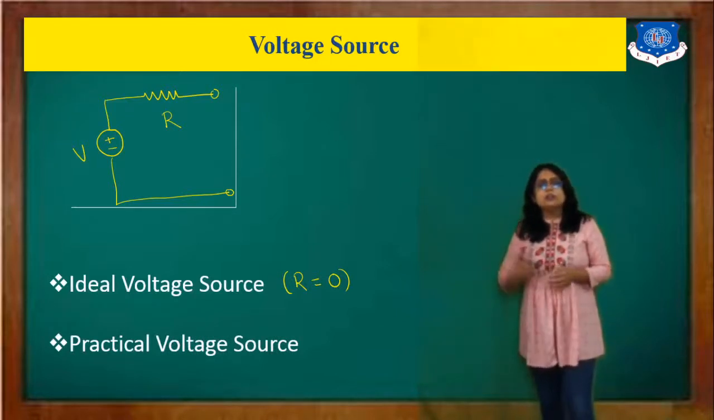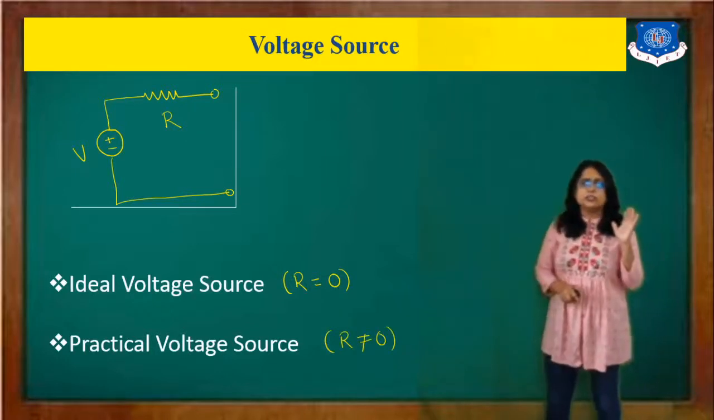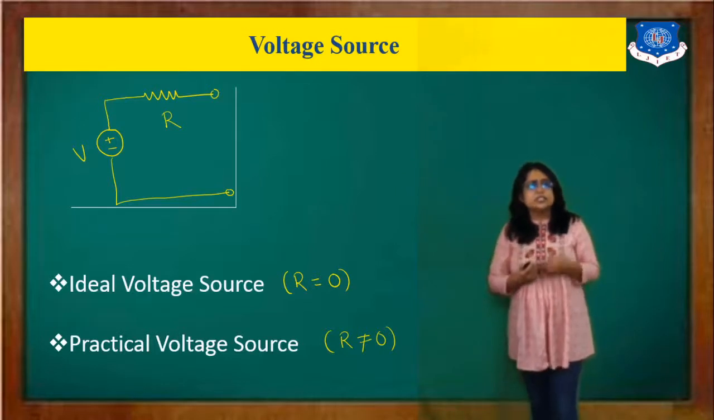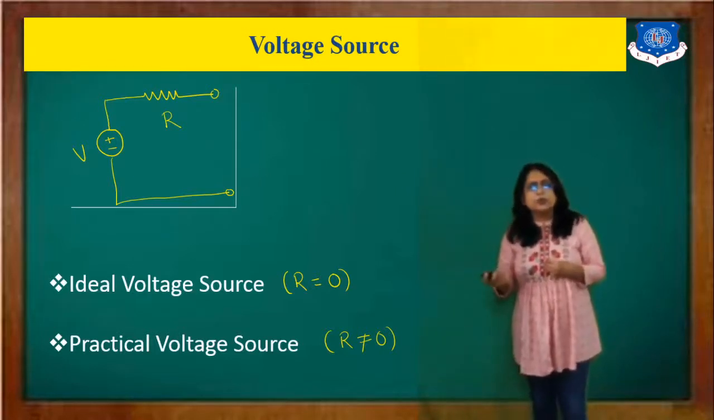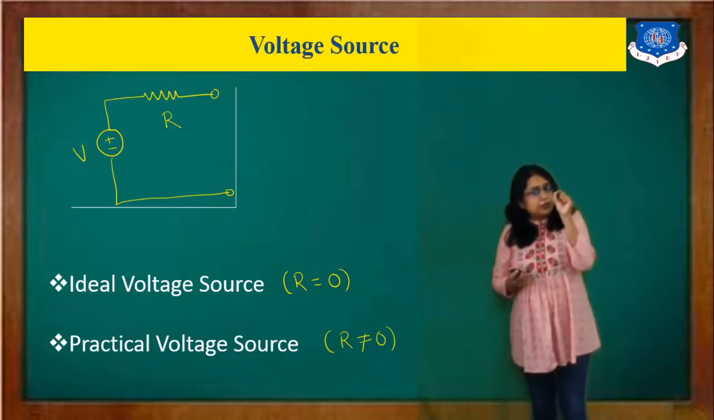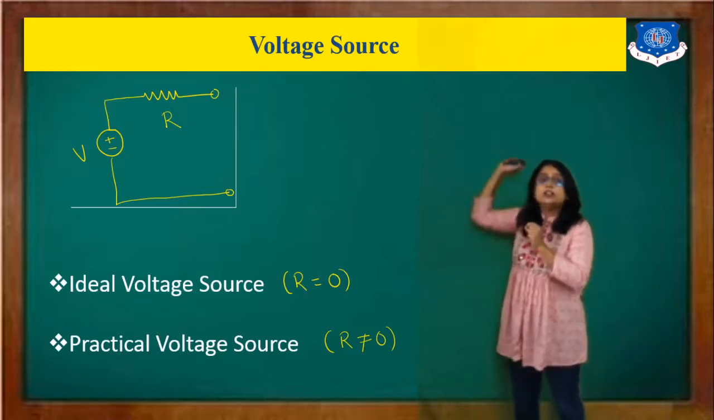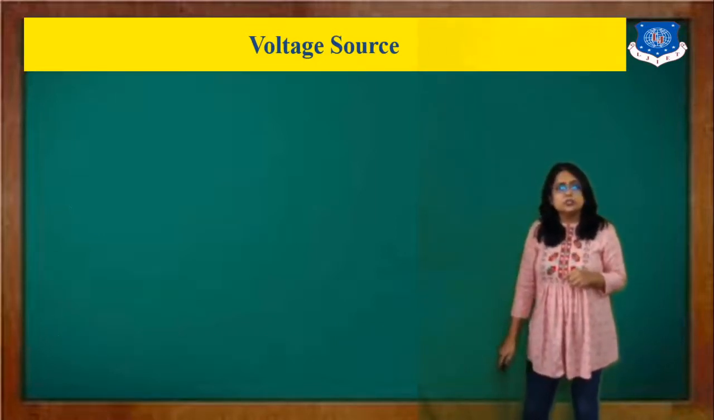Now, it is not possible in the case of a practical source. So what will happen? The value of resistor is a very small value, which is not equal to 0. That means if we consider a 5 volt source, then we might be getting 4.8, 4.9 like that. That 0.1 or 0.2 voltage drop is across this resistor R. Alright, so this is all about the voltage source.